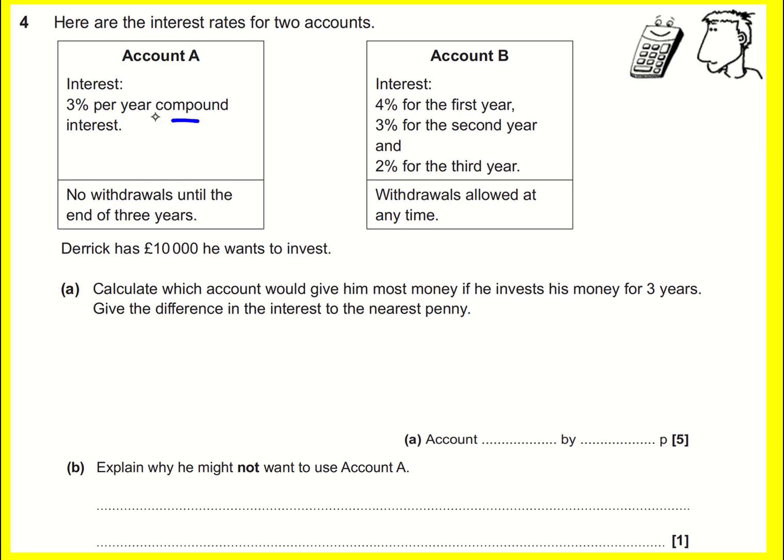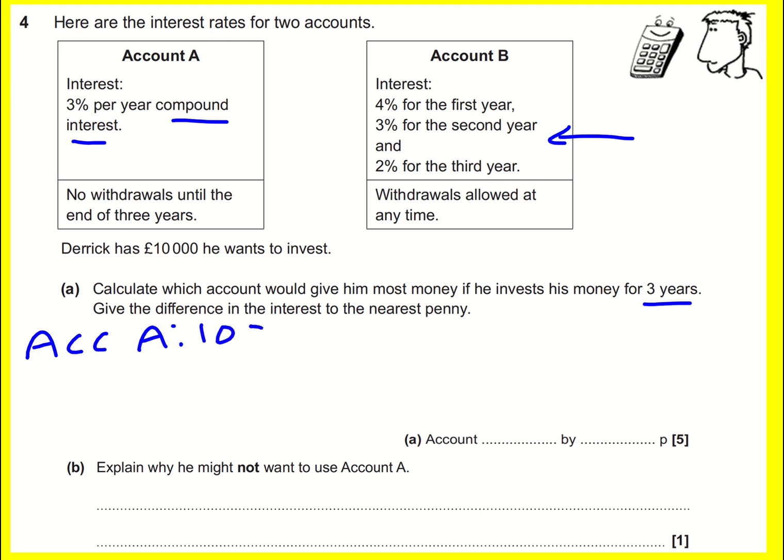In this question we're dealing with compound interest, and to be honest, it's repeated percentage change, which is a very related concept. To deal with this, I'm going to first of all look at account A, and I'm going to work out how much money I'd have after 3 years.